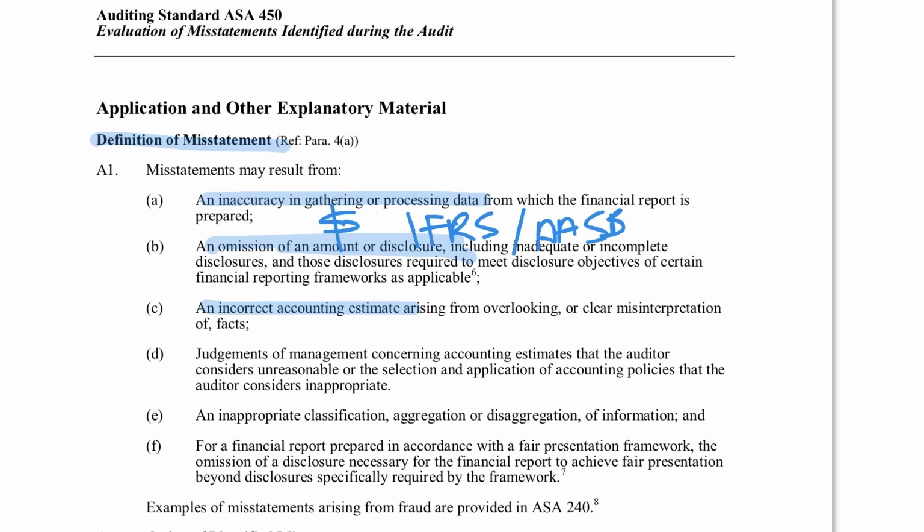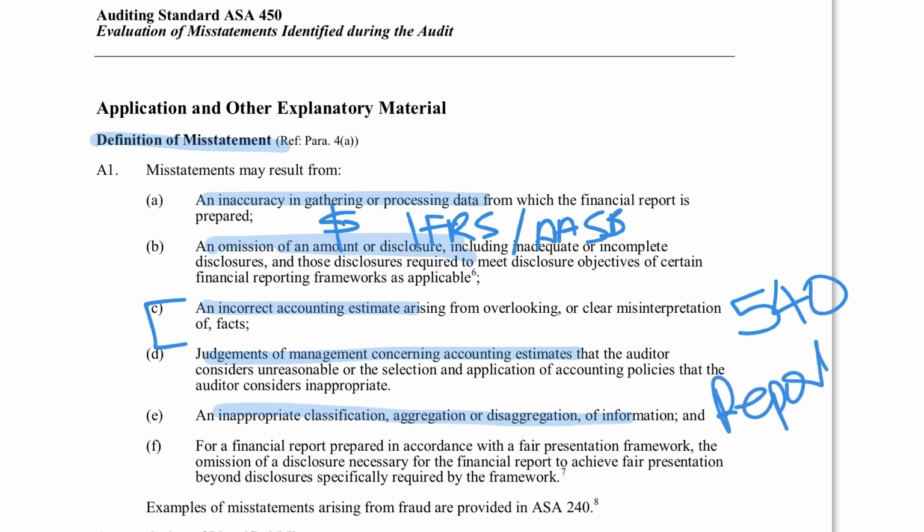It could be an incorrect estimate. We're going to look at that a lot more in 540 moving forward. It could be a judgment of management about estimates. So these two tend to go together. Usually that's something difficult like intangibles. It could be an inappropriate classification of information. So again, this is in the reporting and disclosure component of the financial statements.